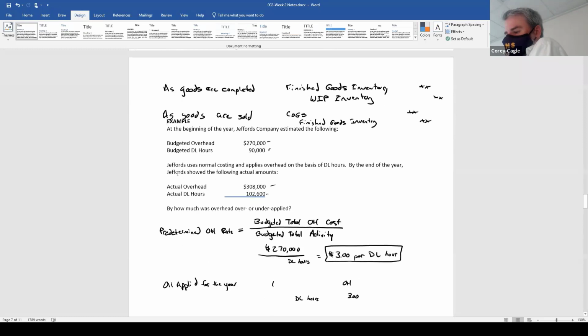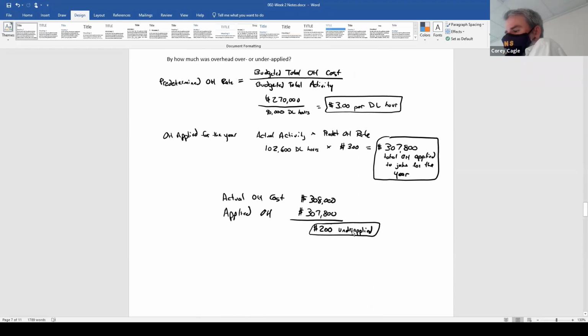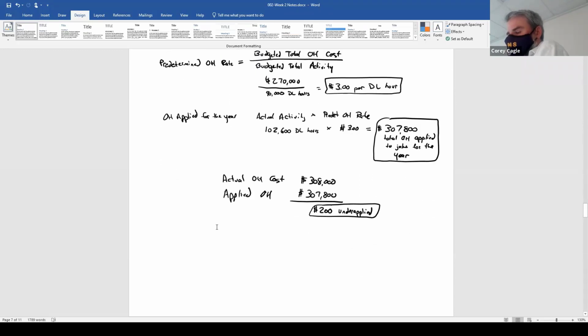But to answer your question back down here, what would this have done to our journal entry? We got 200 underapplied, which means cost of goods sold is understated. We need to bump it up, right? So we would bump it up with a debit, it's an expense, and credit overhead to zero that account out. Yeah, that's the journal entry. If it had been overapplied, that would be flip-flopped. Debit overhead, credit cost of goods sold.